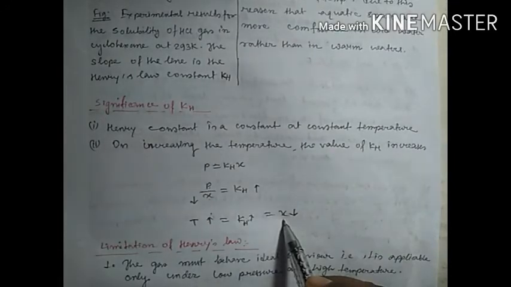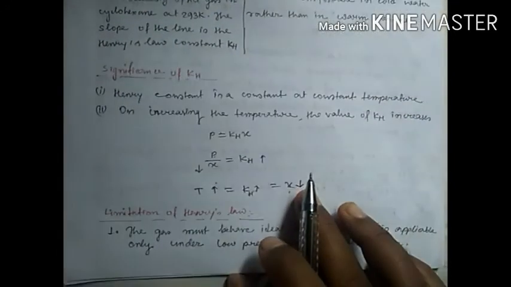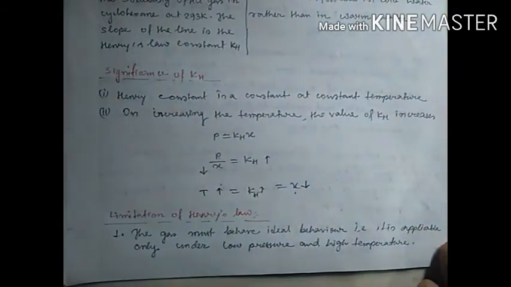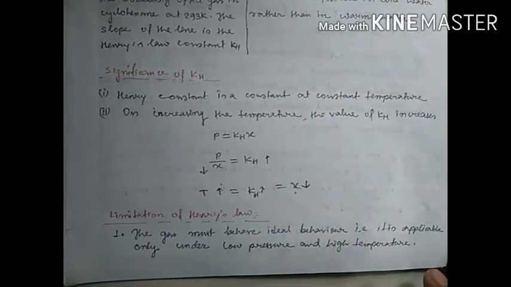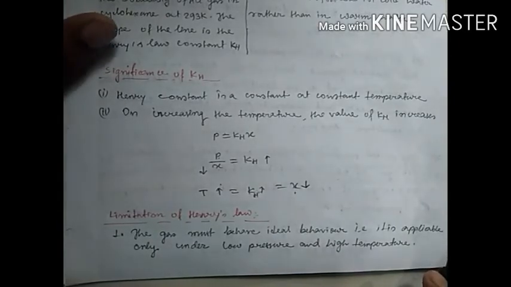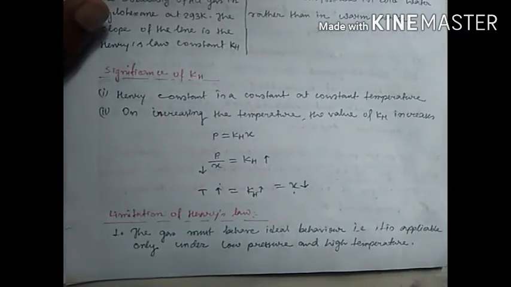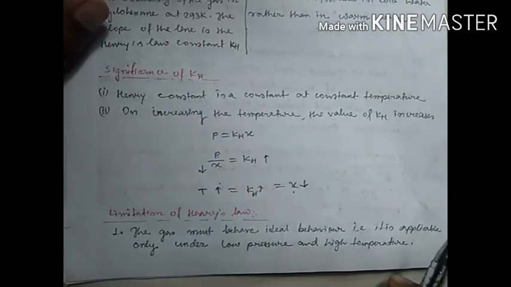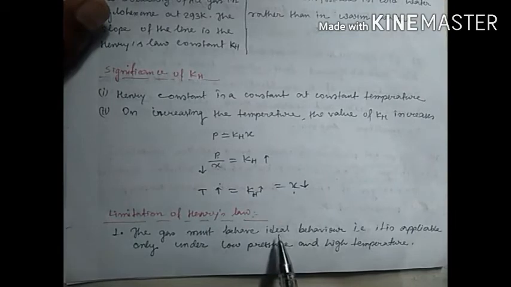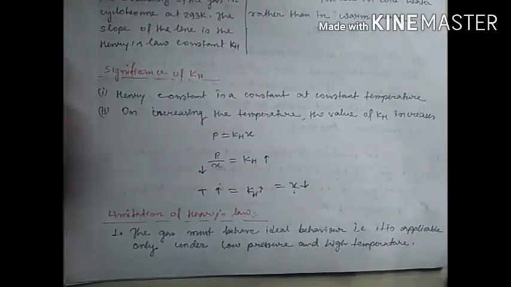Okay. Next are the limitations of Henry's law. The first limitation is that the gas should be ideal in nature. That means Henry's law is applicable only for low pressure and high temperature. Then what is ideal behavior and what is non-ideal behavior, we will discuss in the next topic.